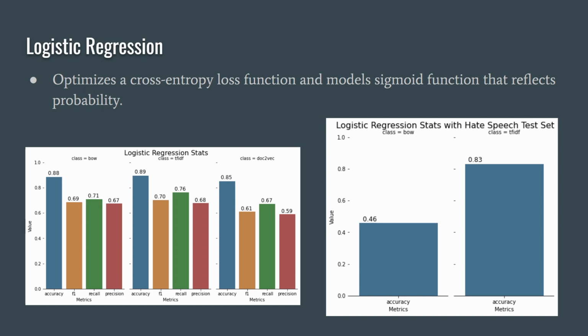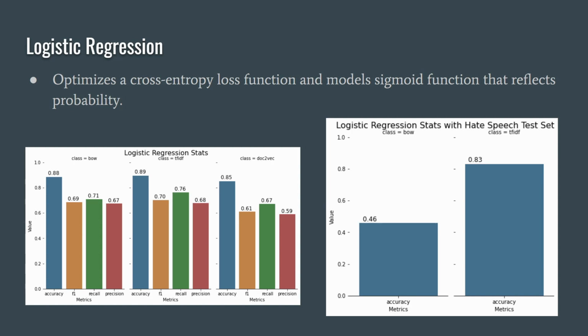We then tried logistic regression, so this is another relatively simple method that essentially models a sigmoid function that reflects probability. But even though it's so simple, it's actually very fitting for our use case in that we don't have a perfect separation of where we're able to classify something definitively as hate speech. With that being said, here's a quick overview of our results.